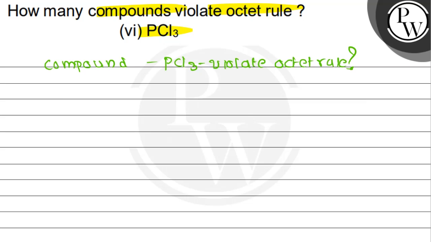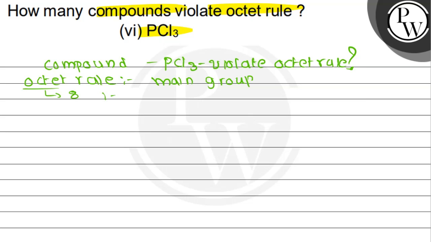This is the question. The key concept here is what is meant by the octet rule. Octa refers to 8. It is a chemical rule of thumb. What does it reflect?